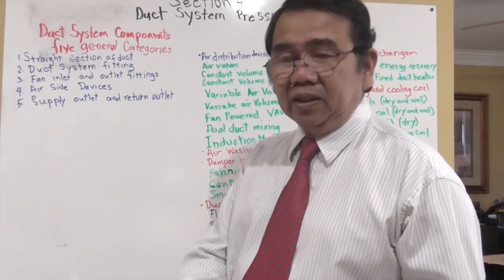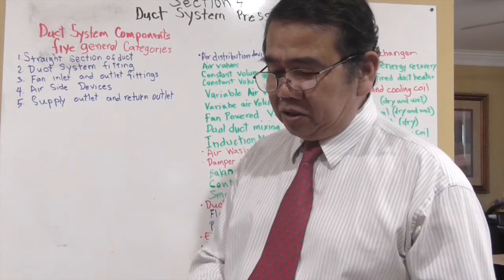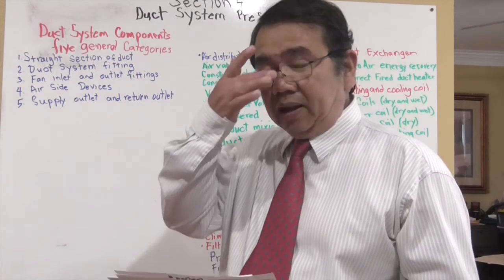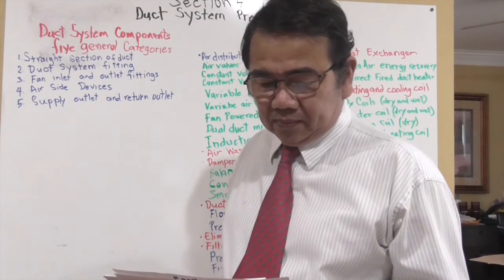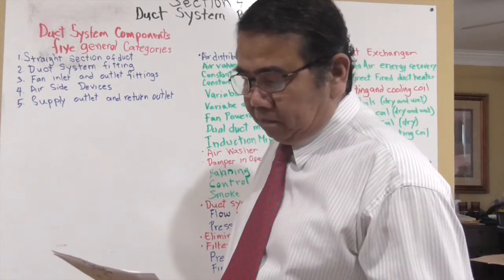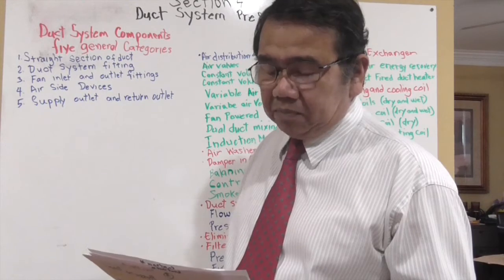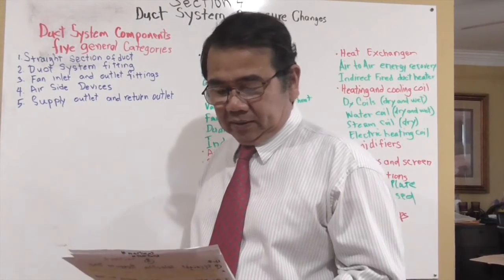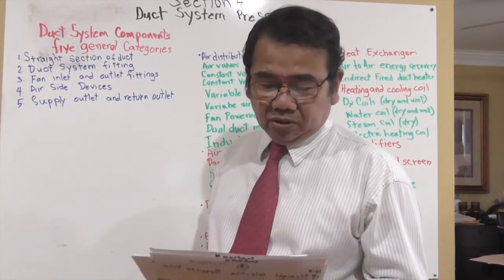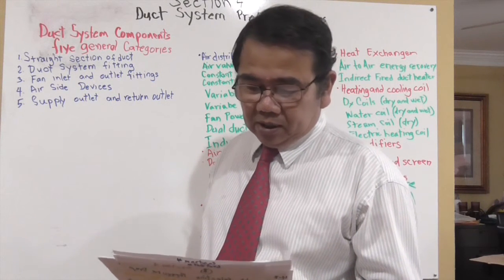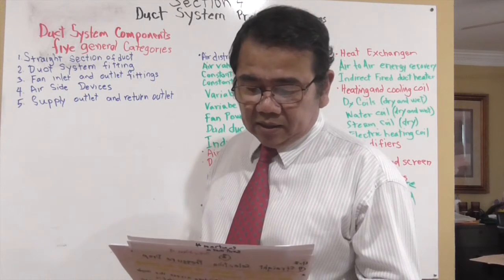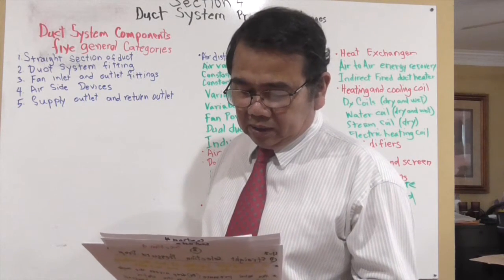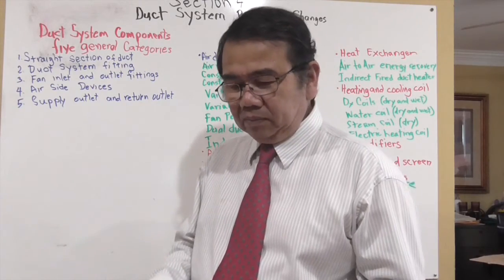Some examples of this type of fitting are the transitions between straight sections of different sizes, elbows with different entrance and exit areas, fittings with different entrance and exit velocities, and then fan inlet and outlet fittings. Okay, fittings characterized by no velocity change: where the velocity at the entrance and exit of the fittings is the same, there is no change in velocity pressure, and the decrease in total pressure is equal to the decrease in static pressure.